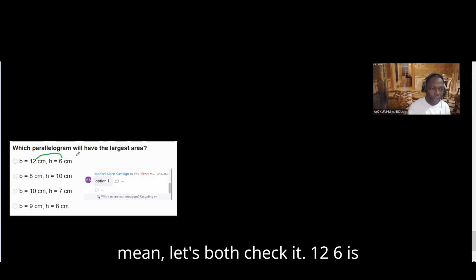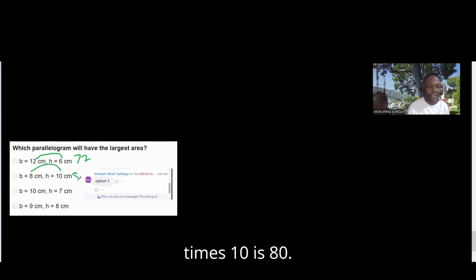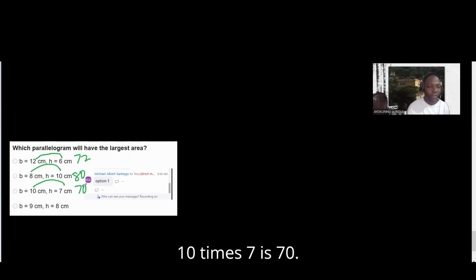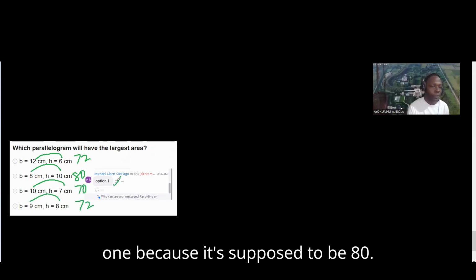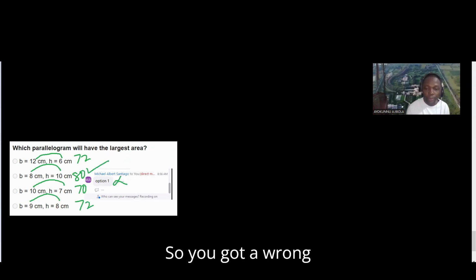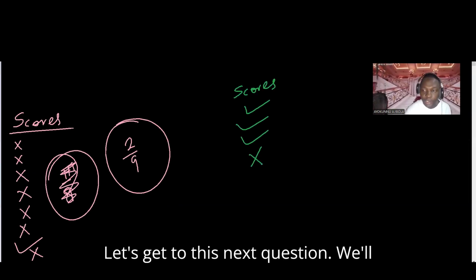12 times 6 is 72. 8 times 10 is 80. 10 times 7 is 70. And 9 times 8 is 72. So you missed this one because it's supposed to be 80. So you got a wrong one there. Maybe you can make it up. Let's look at this next question.